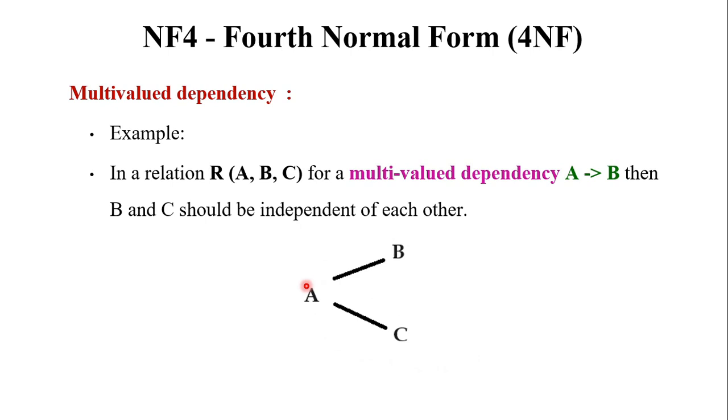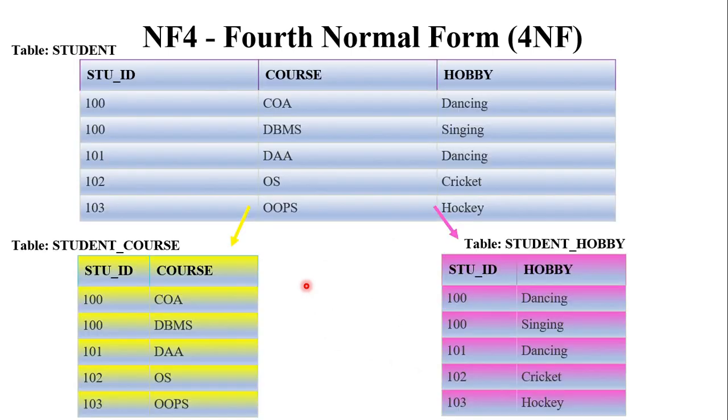So let's see with a simple example. Consider this student table. The student table has three attributes: student ID, student course, student hobby. Here course depends on student ID, and hobby also depends on the student ID. But course and hobby are independent. So A, B, C: B depends on A, C depends on A. So B and C are independent. So course and hobby are independent.